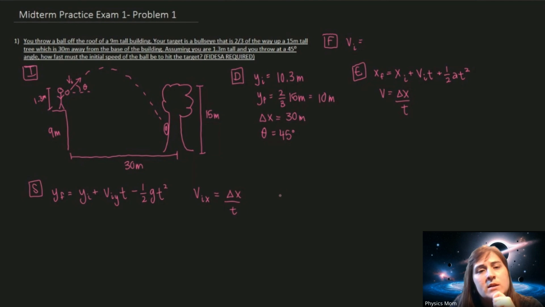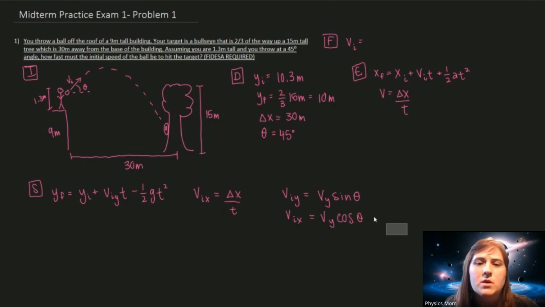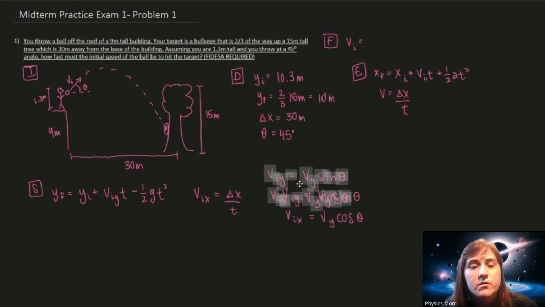I know that the way I obtain the vertical velocity component is by taking the whole velocity and multiplying it by the sine of the angle. And the same thing for the horizontal. So initial x is going to be the whole velocity multiplied by the cosine of the angle. And these are going to be what I'm going to use to solve this.